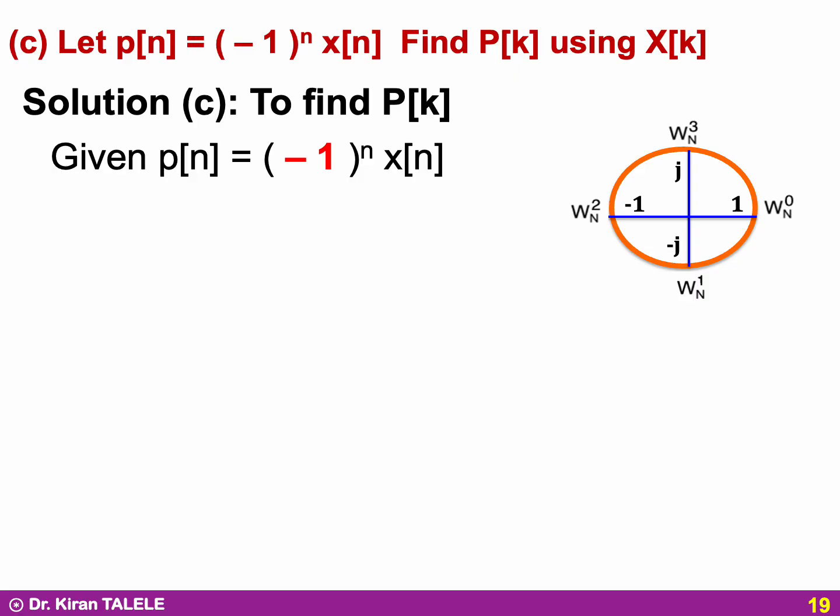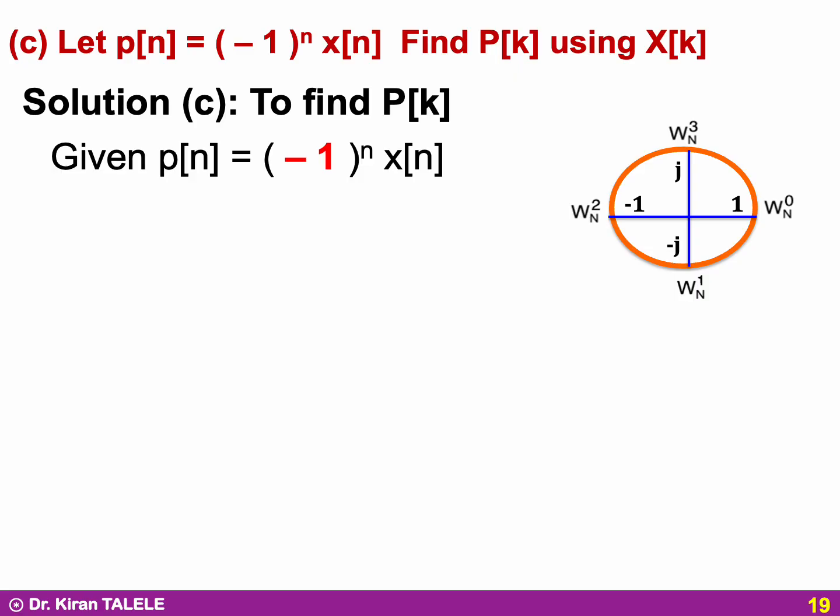Let's find out what this parameter is. Here x of n is multiplied by something. That something is not constant. If this were constant, we could have applied the scaling property. Instead of that, this is a variable term because there is a varying parameter like n. Whenever it is a variable, we have to apply the frequency property.